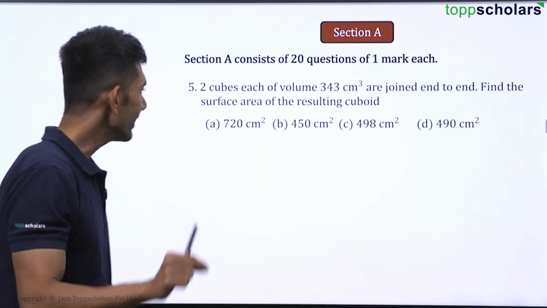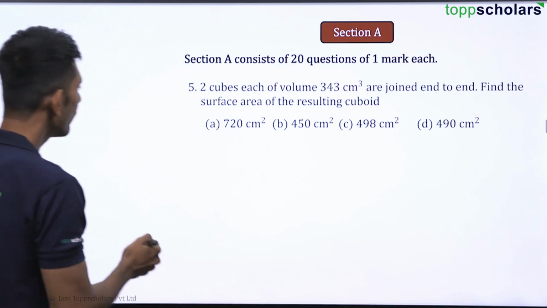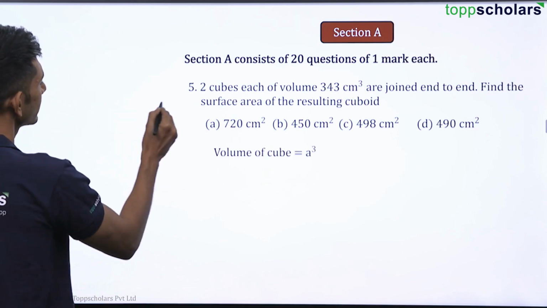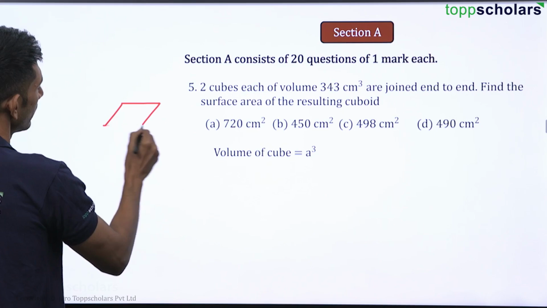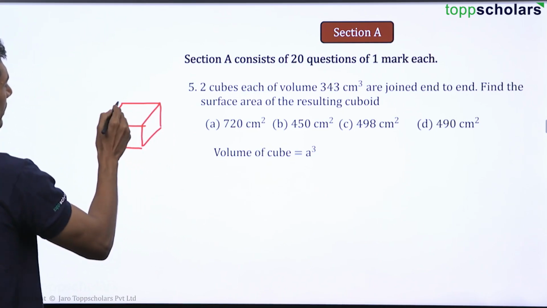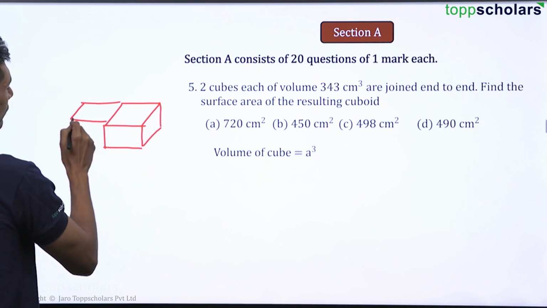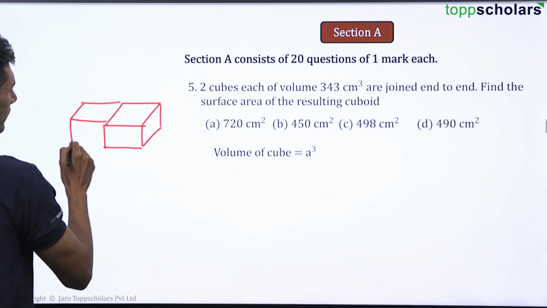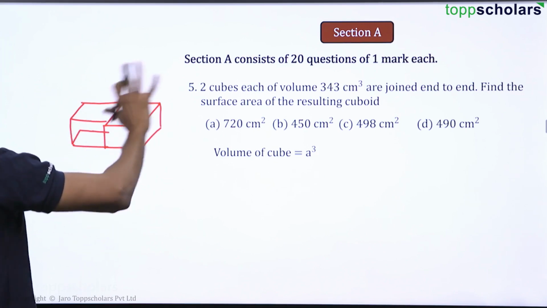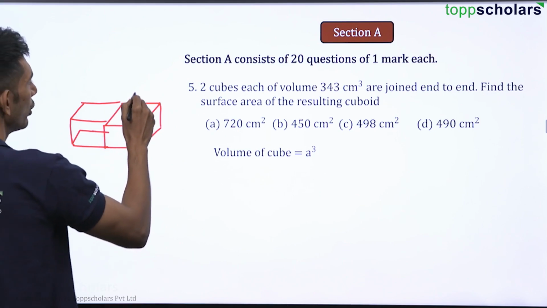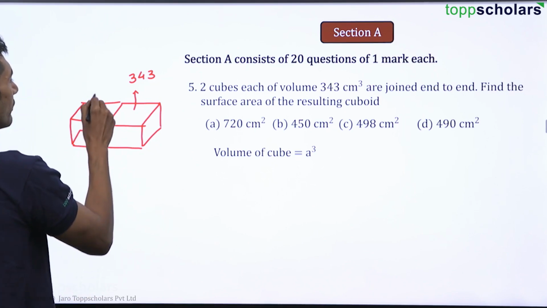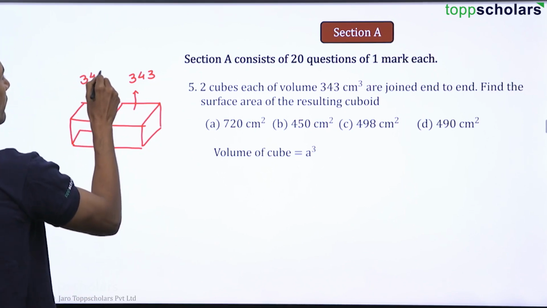And what is given? It is given that the volume of 2 cubes joined end to end is the figure given to us. Okay, we don't have the figure. I'll just give you a hint how to draw the figure. So this is a cube and this is also a cube. Correct? So they are joined end to end. This is just a random example. So the volume of this is 343. The volume of this is also 343.